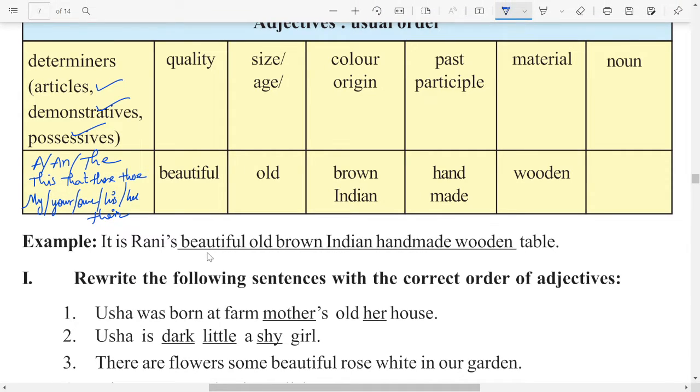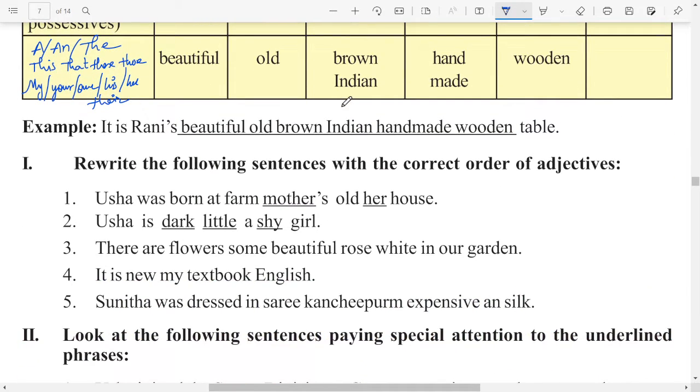If I ask you what is the adjective, from here to here, this is all adjective. All this adjective phrase is modifying the table. What type of table is that? That is a beautiful old brown Indian handmade wooden table. So the order of the adjectives must be like that. Now if you look at the activity Roman number 1, rewrite the following sentences with the correct order of adjectives. What is the correct order?